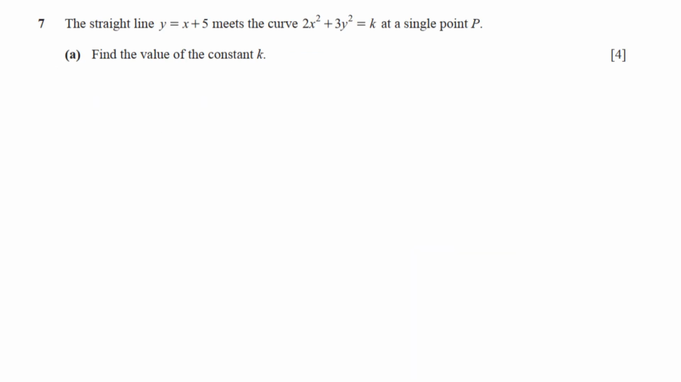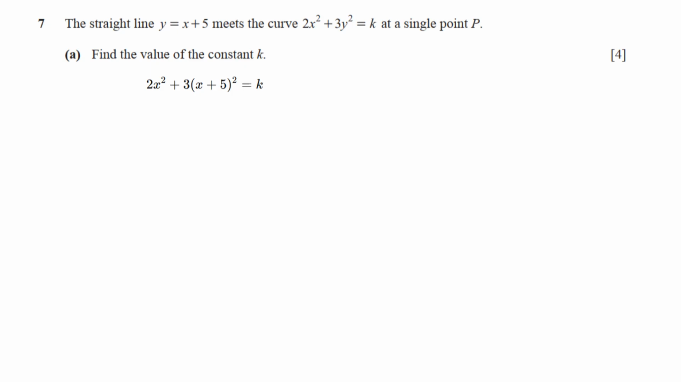Next, it's given the line meets the curve at a single point. So the line is a tangent to the curve. Substitute y is equal to x plus 5 into the curve equation. So we get 2x square plus 3 times x plus 5 the whole square equal to k.